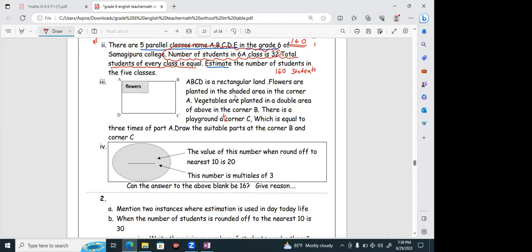ABCD is a rectangular land. Flowers are planted in the shaded area in the corner. Vegetables are planted in a double area of A, in a double area of above in the corner B.